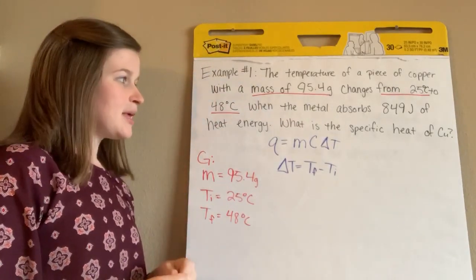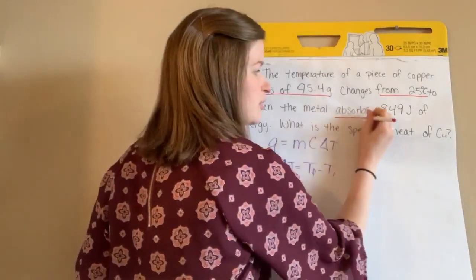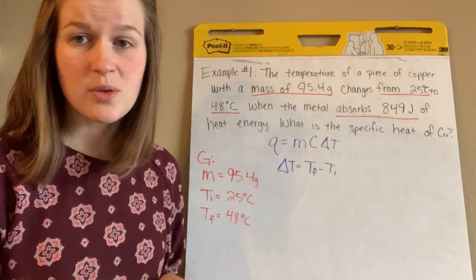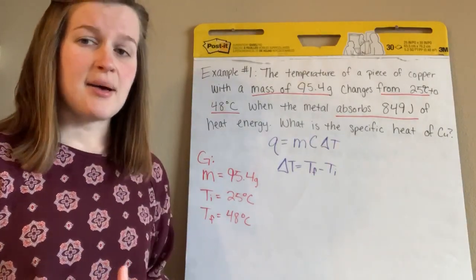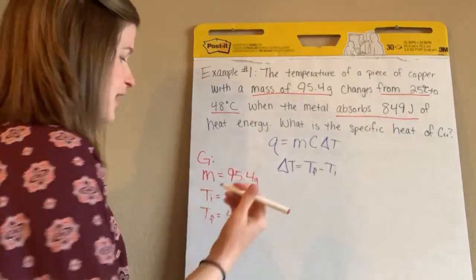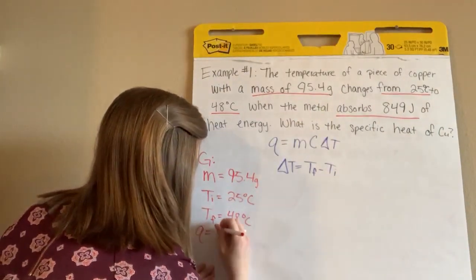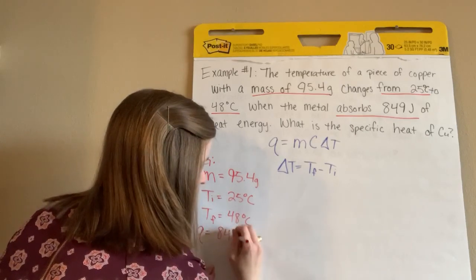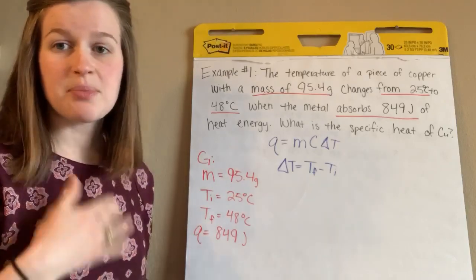Then I'm going to keep going. When the metal absorbs 849, absorbing tells me it's an endothermic reaction. Energy is being absorbed, and 849 is my Q. So Q equals 849 joules.